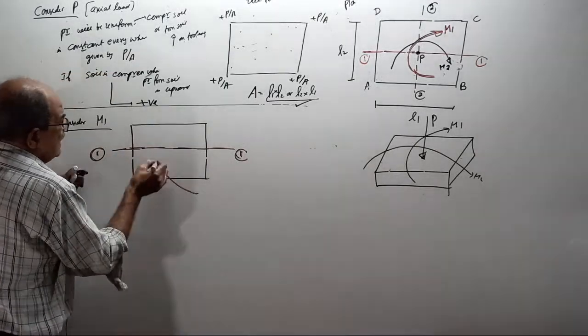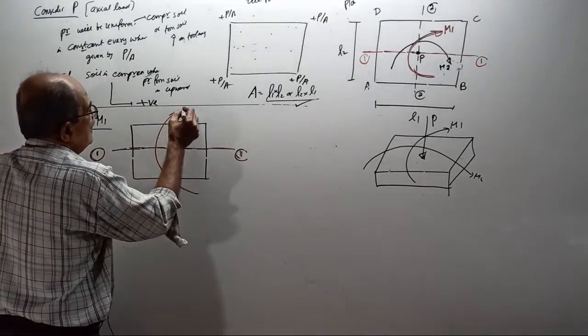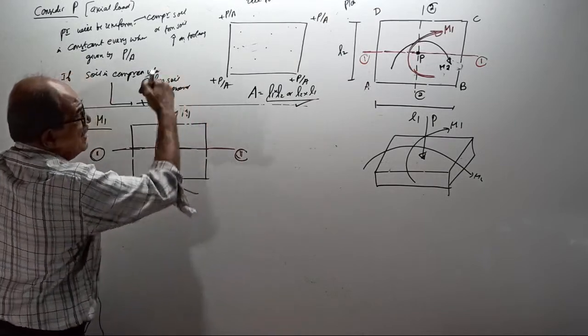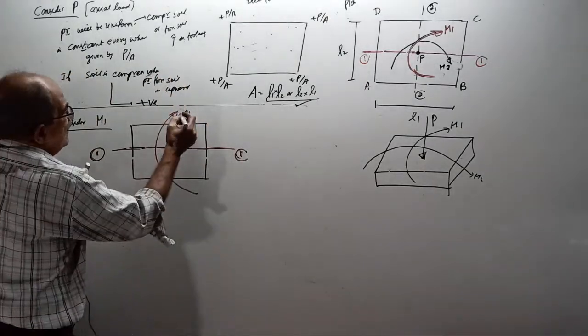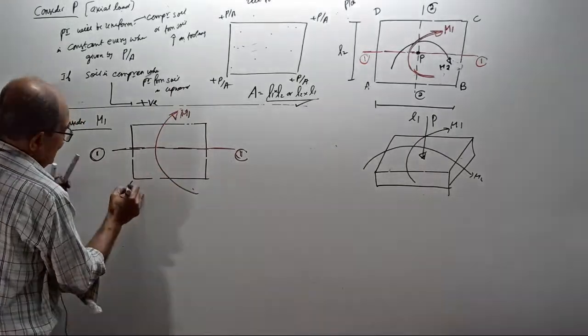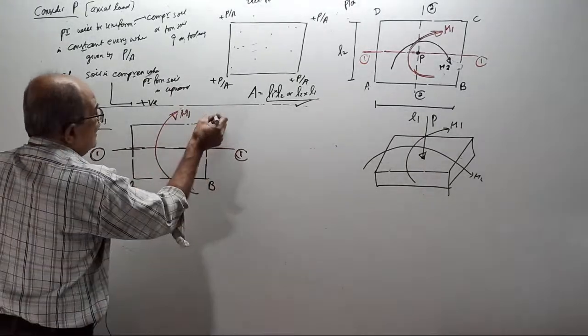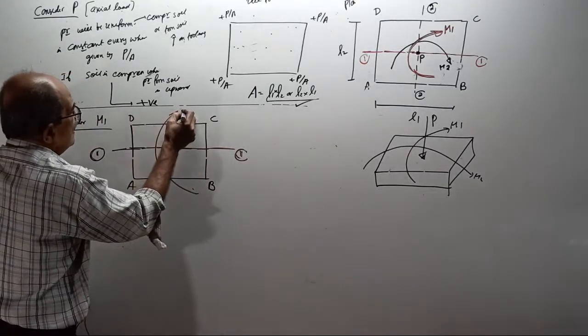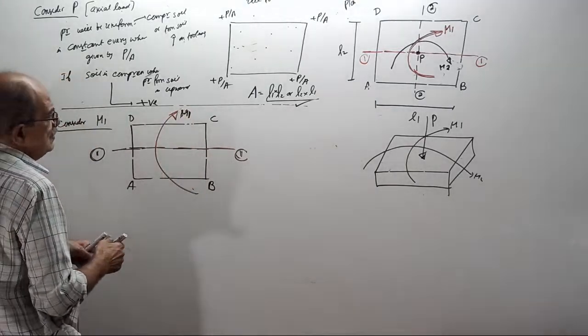Your moment is like this. It can be like this or it can be like this. Don't learn it by heart. M1. You write here, it can be like this also. This is A, this is B, this is C, this is D. M1.